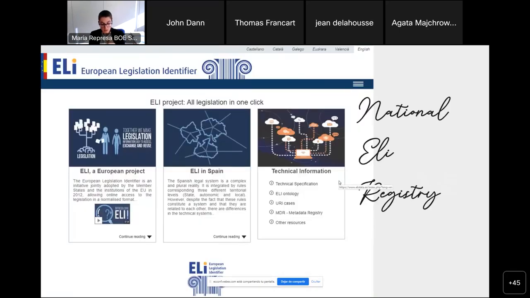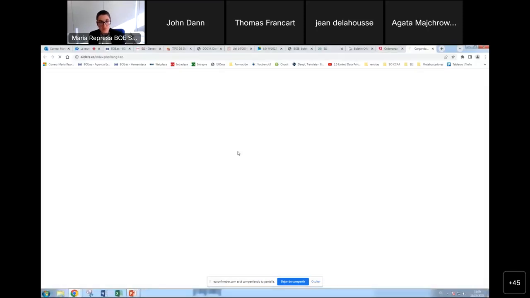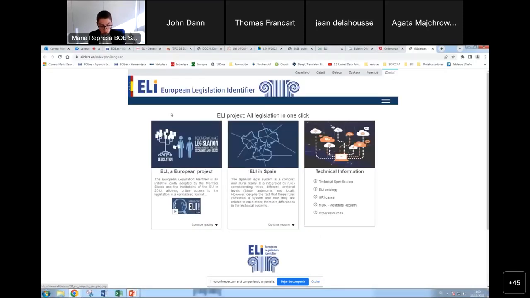All this work can be consulted on the website elidata.es. We have developed it as a national ELI registry and it is available in English, so I invite you to visit. On this page, you can find general information about the ELI project for citizens, and we share all technical information for implementers and producers.